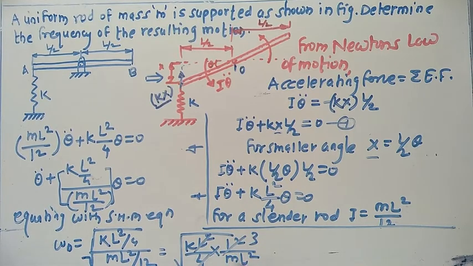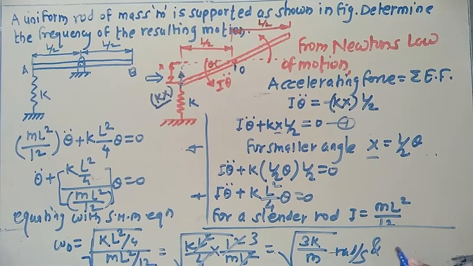In this way, L square this term. Okay, so we can get square root of 3k divided by m in terms of radian per second, and just get this value in terms of hertz. The equation of relation will be like this one: 3k divided by m upon 2 by 3k divided by m.